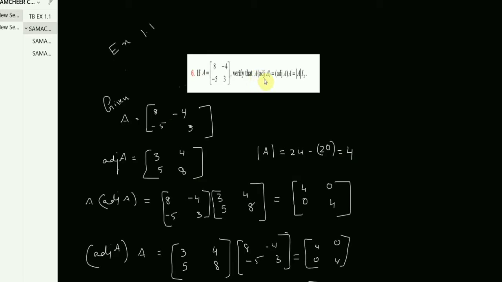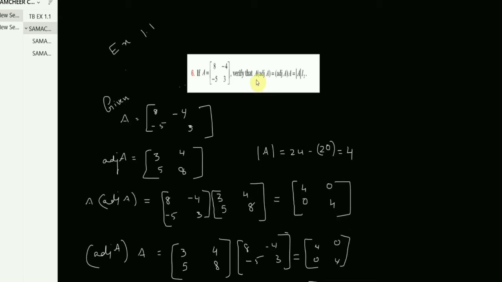Now we have to multiply matrix A into adjoint of A. Matrix A is [8, -4; -5, 3]. Adjoint of A, just now we found, is [3, 4; 5, 8]. Now we multiply using the matrix multiplication method, first row, first column. So 24 minus 20, that is equal to 4. Then 32 minus 32, 0. Minus 15 plus 15, 0. Minus 20 plus 24, 4. Okay, so we got [4, 0; 0, 4].